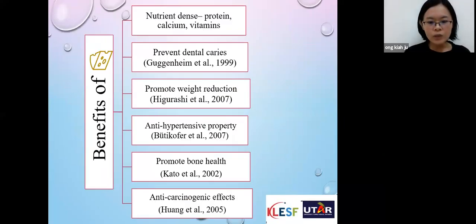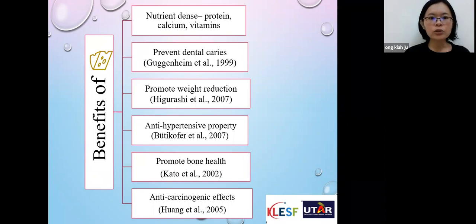Okay, since we are talking about cheese, let's discuss a little bit about the benefits of having cheese. Basically, cheese is a nutrient-dense food because it contains a lot of protein, calcium, vitamins, and so on. So it contains a lot of nutrition that is good for our health. Research also showed that eating cheese can prevent dental caries and promote weight reduction, because the protein found in the milk or the cheese can make you feel full for a longer period of time. That's why it promotes weight reduction.